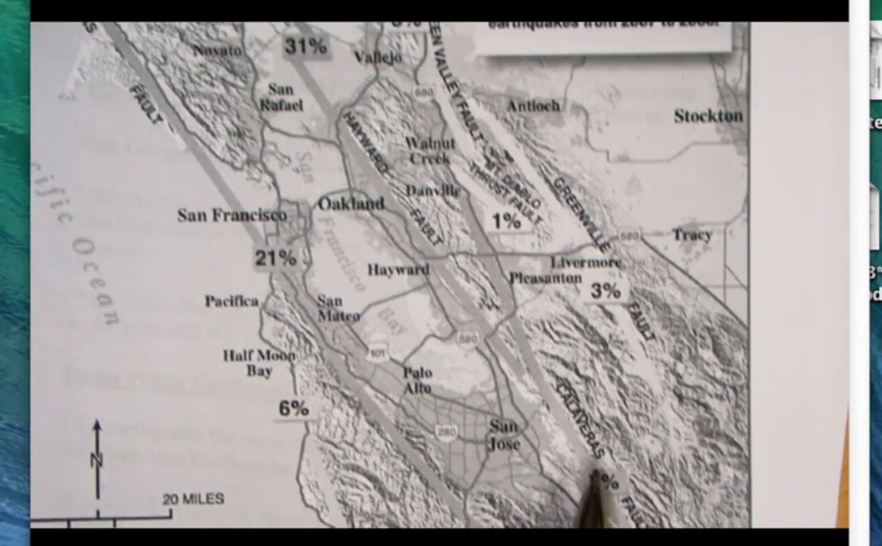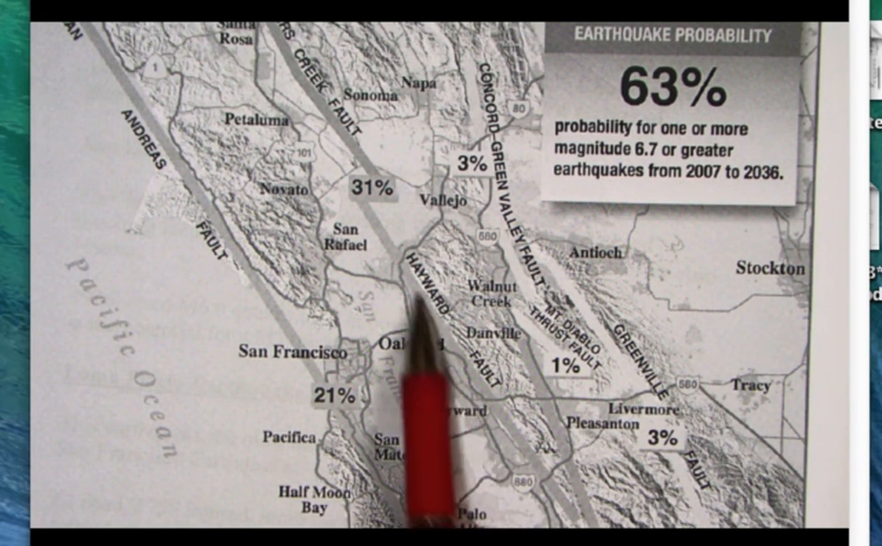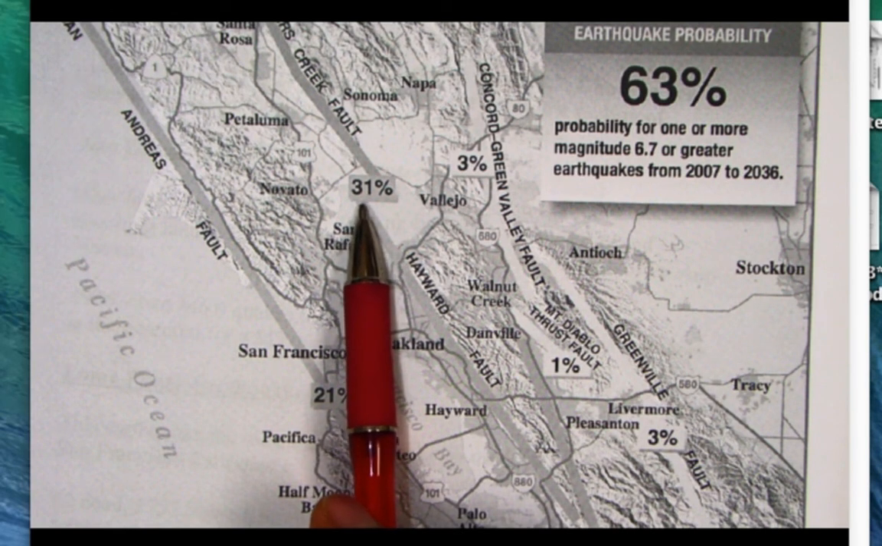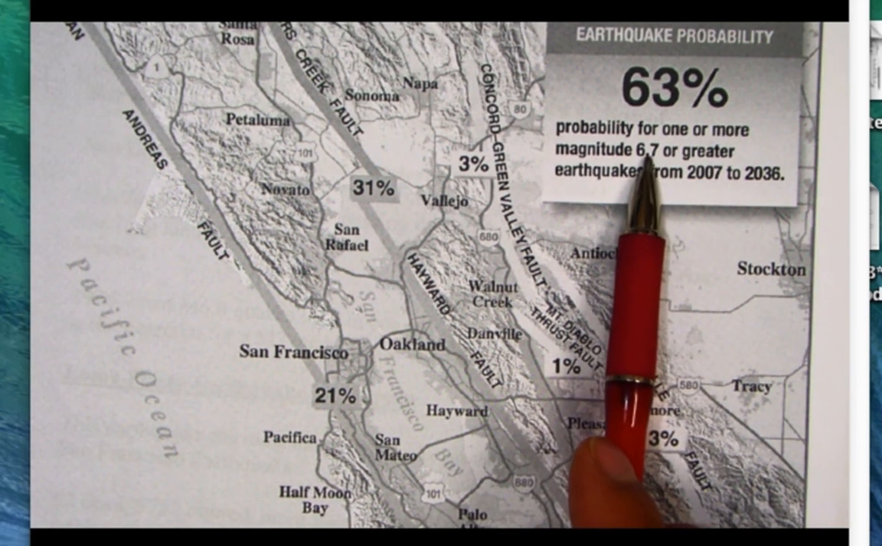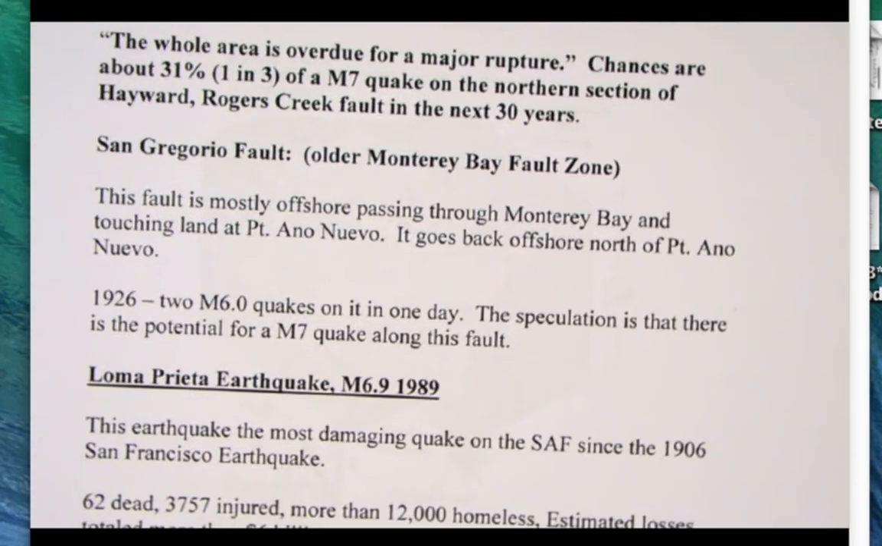And then the one that really highlights is the northern section of the Hayward Fault. It's going to have the highest potential, 31%. So this fault is overdue, and it has the highest probability for having this quake, magnitude 6.7 or larger, in the Bay Area. So that's why it is considered the most dangerous fault in the Bay Area.